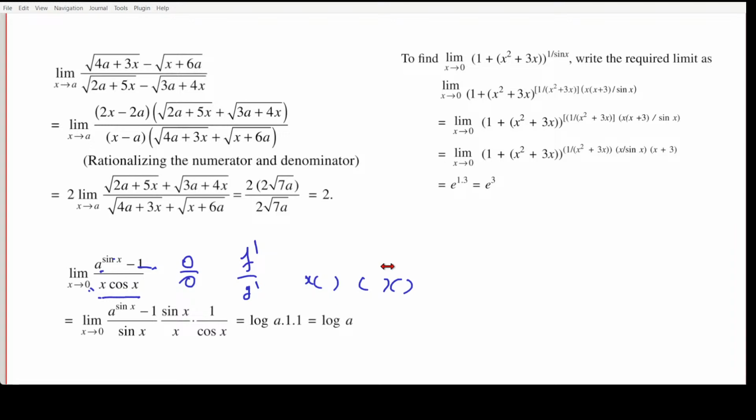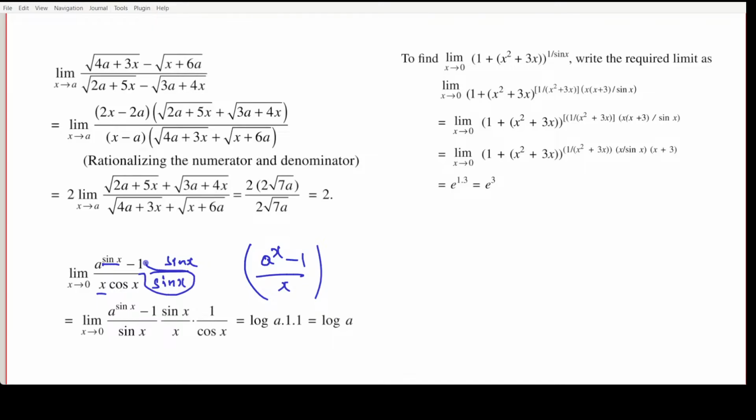Rather, what we are trying to do is manipulate this a bit. a power x minus 1 by x, this limit we know, right? So there is an x here and a sin x here. What we are doing is dividing and multiplying with sin x. Then we are combining, and this part will become 1. Also this part will become 1, right? Sin x by x. a power sin x minus 1 by sin x. We take this and then this, and the cos x will be left.